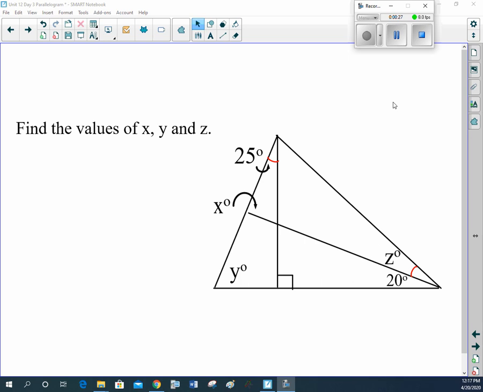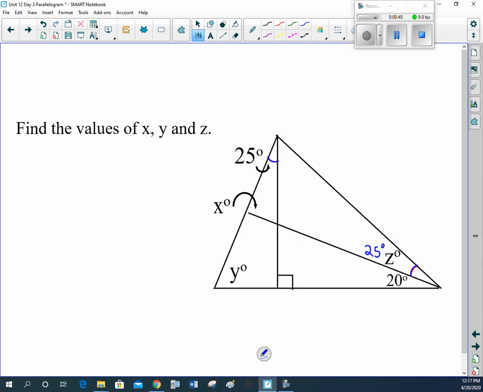So to begin with, the first thing I noticed is that this is marked with one arc, angle 25 degrees, and over here z is marked with one arc. That means those two angles are congruent. They're marked congruent, so z is 25 degrees. So that one was pretty easy to see right off.